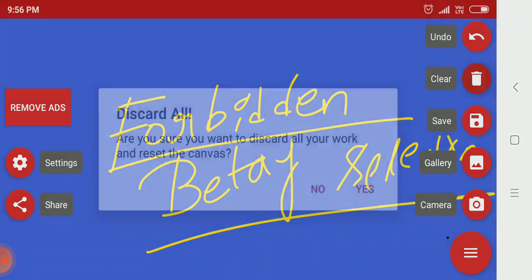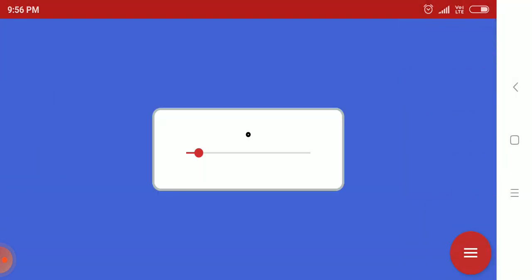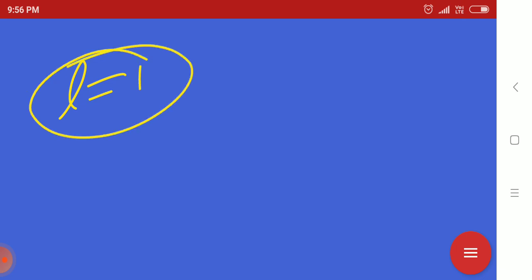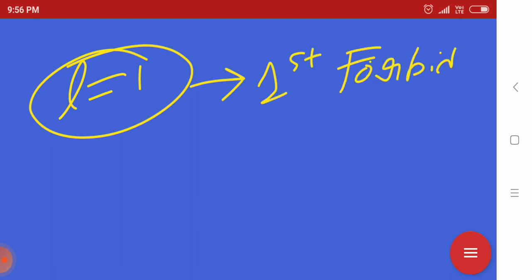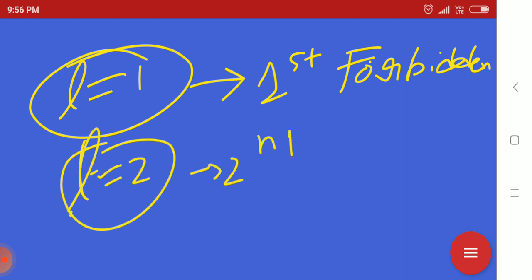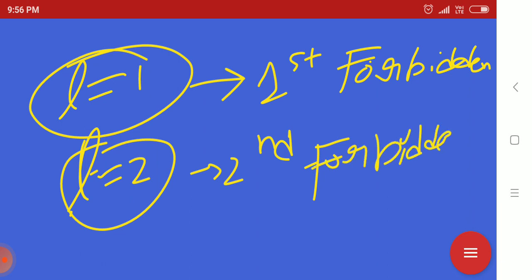Whenever we say it is a forbidden transition of beta decay, the L value should be 1. L value 1 means first forbidden. L value 2 means second forbidden. In this way we can classify it as first forbidden, second forbidden, etc.